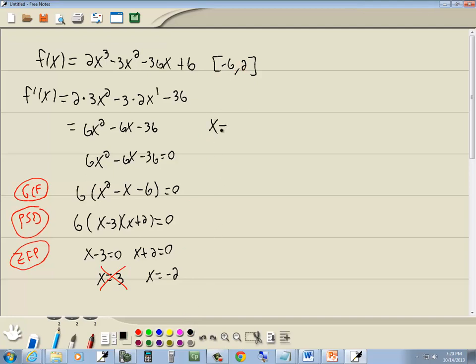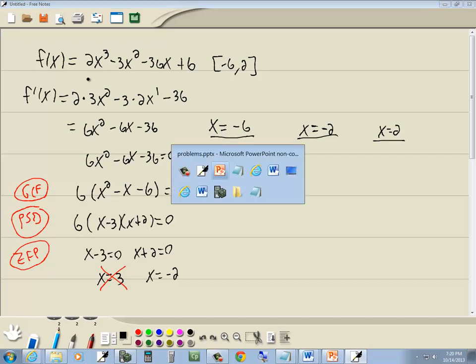Now we're going to plug in our endpoints. So we'll plug in negative 6, we'll plug in the negative 2, and we'll plug in the positive 2. So again, we're plugging in both endpoints, and we're plugging in the critical value we kept, the critical number. Now we're going to plug those back into our original function, so I'm going to be a little bit lazy about this. I'm going to plug those in my calculator.